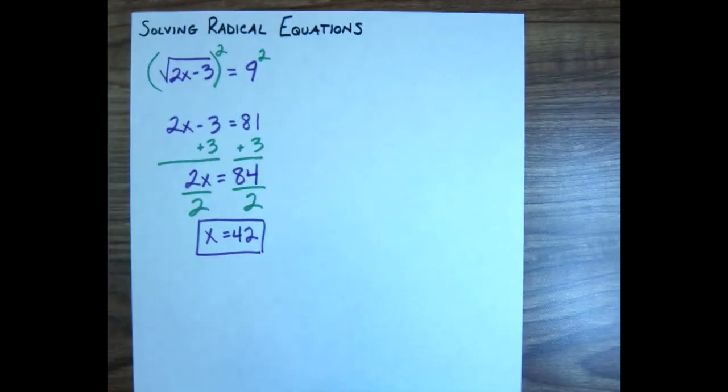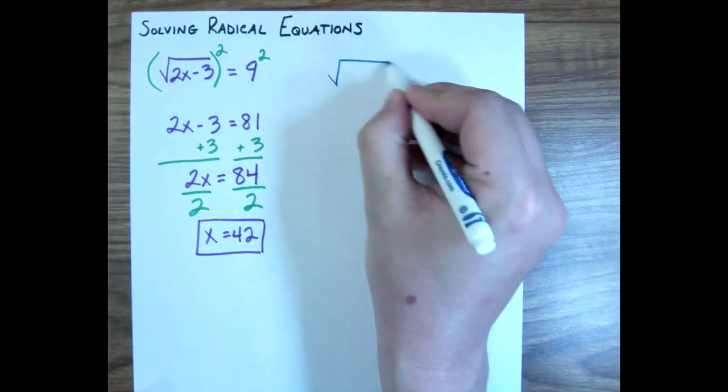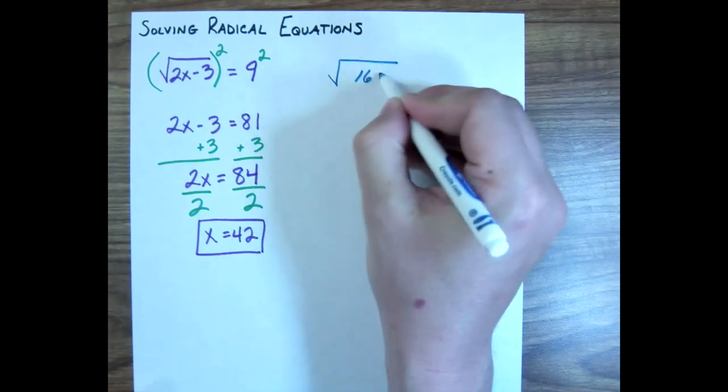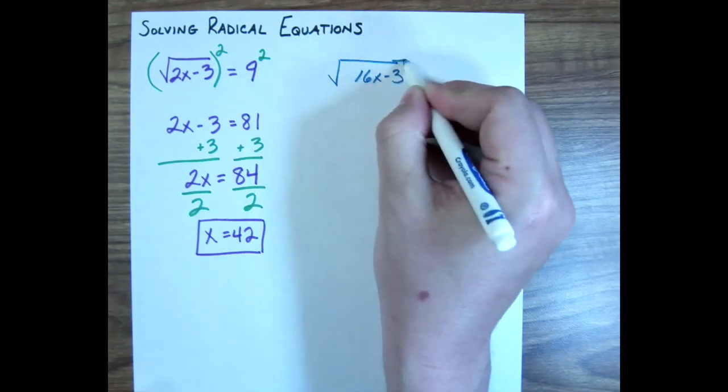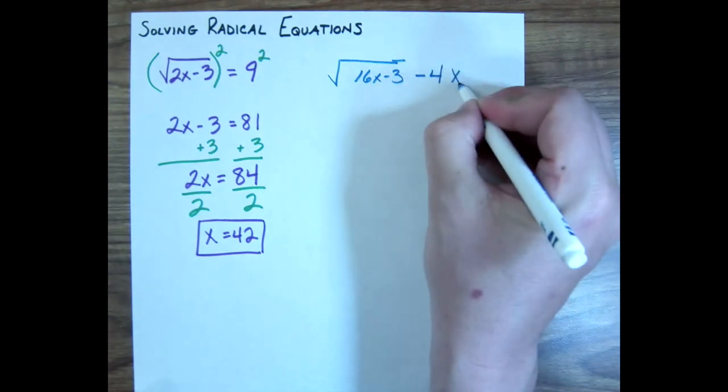We had a square root. We got rid of it by squaring. Done. It's pretty simple, right? What would you do if you had something besides a square root over there, though? For example, there's my root, 16x minus 3, and then outside the root, minus 4x.